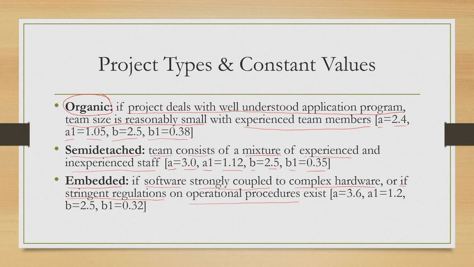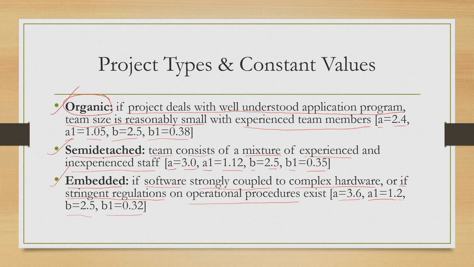So if we are dealing with such a project where we are asked to build software that is coupled to specific hardware, or some specific constraints are there, then we call this project to belong to this embedded category. In that case, A is a different value, 3.6, A1 is 1.2, B is 2.5, and B1 is 0.32. So broadly, there are these three categories: organic, semi-detached, and embedded. And depending on the category of the project, we can choose the values of A, A1, B, B1, these constants.